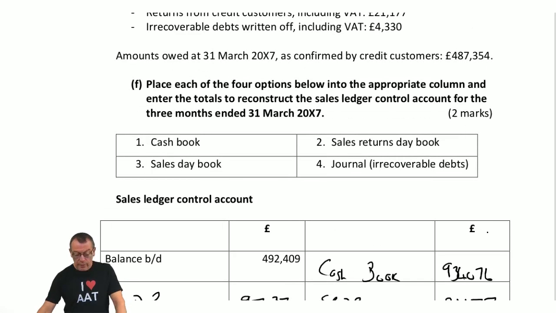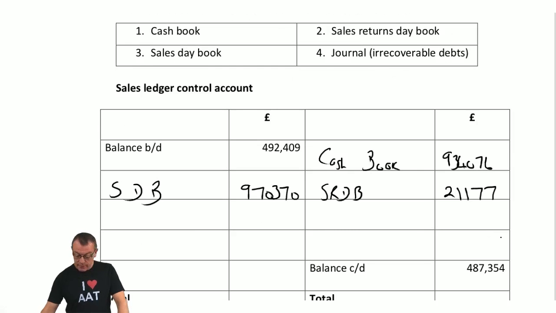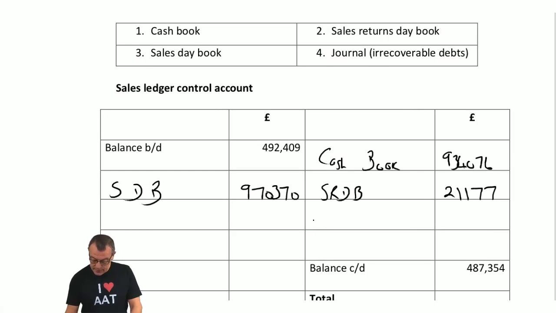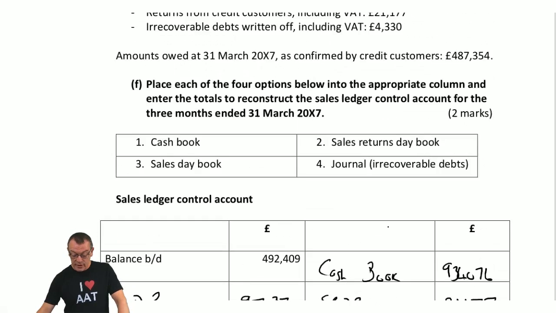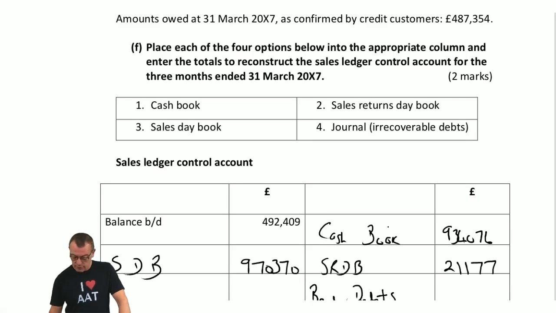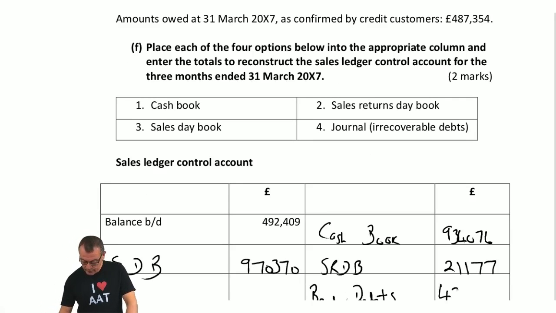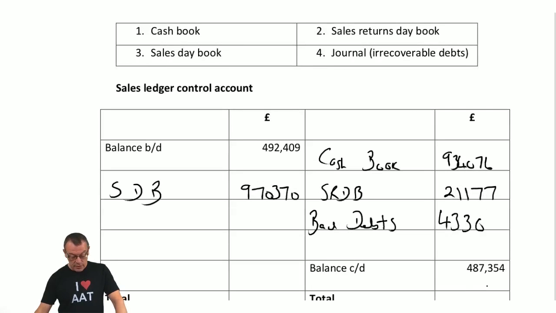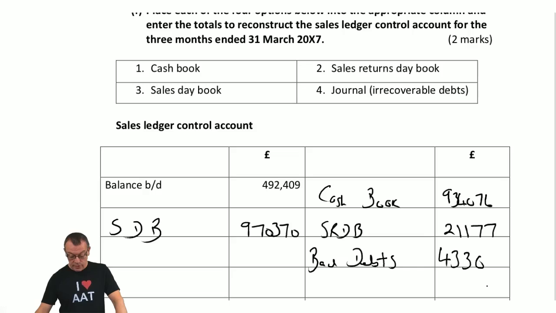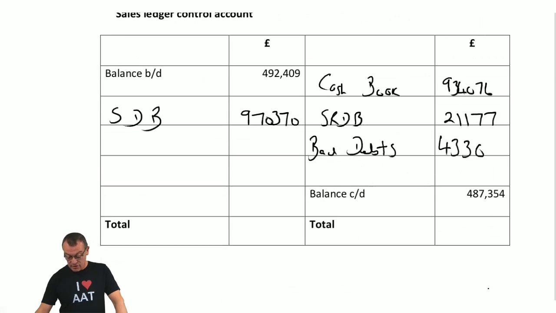Then we have irrecoverable debts. So we call these bad debts. And the amount for bad debts or irrecoverable debts is 4330. So what have we got? So we've posted those for 4 marks, or 2 marks actually, so that's not so bad.